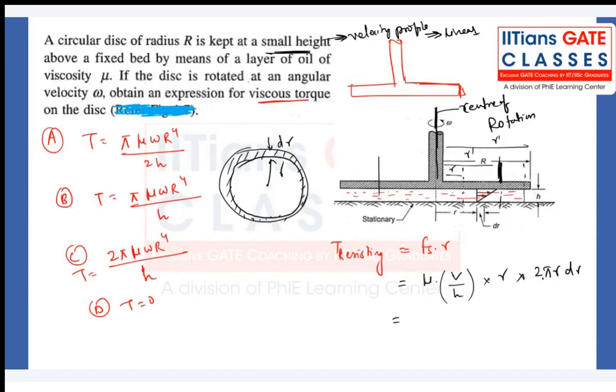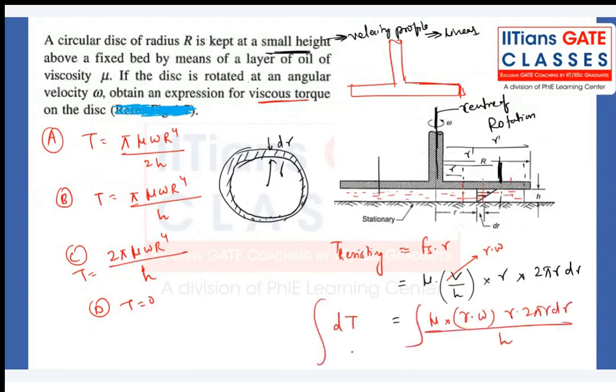Once again, you try to assume what is happening over here. So mu into velocity will be what? r into omega. Now we cannot write constant R into omega, as every fluid element has a different radius from the center of rotation. So mu, r omega, into 2 pi r dr by h. This will be dt. Now I have to do the integration, so definitely from 0 to R.